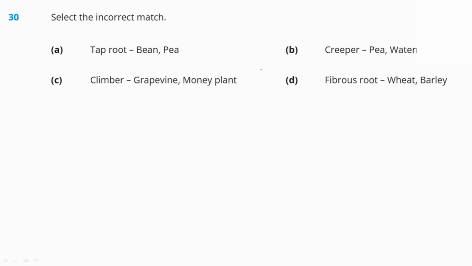Next question. Select the incorrect match. So here we have taproot, bean, and P is the correct match. Creeper, pea, and watermelon is the incorrect match because pea is a climber. So option number B is our incorrect match. Pea is a climber, whereas only watermelon is a creeper. So option number B is our right answer.